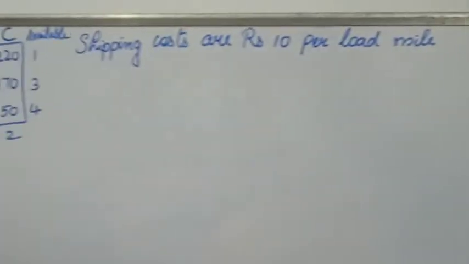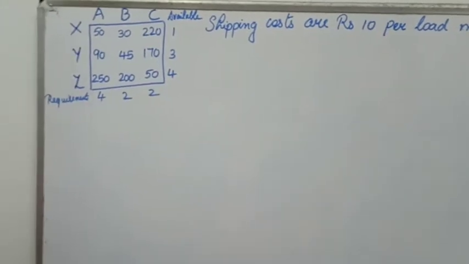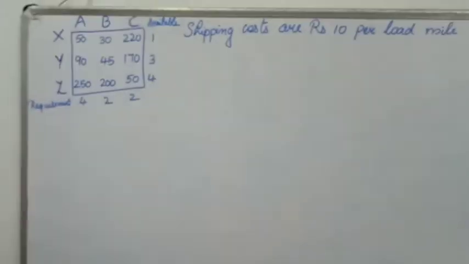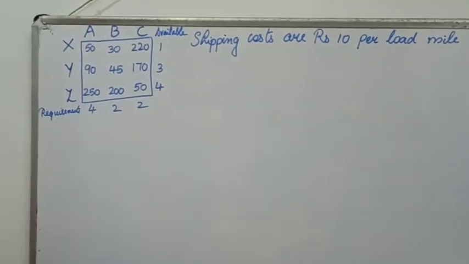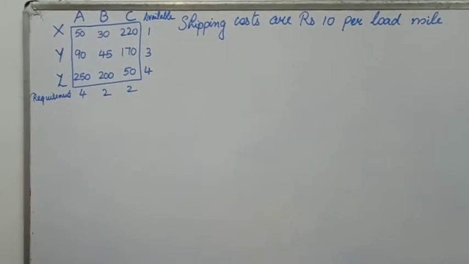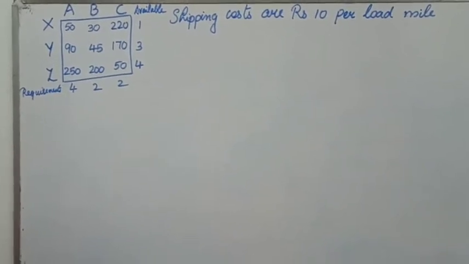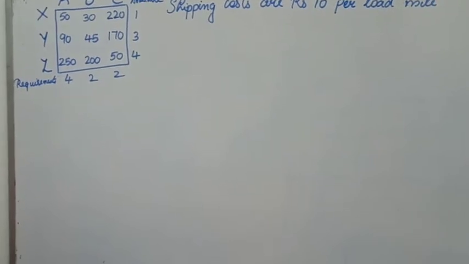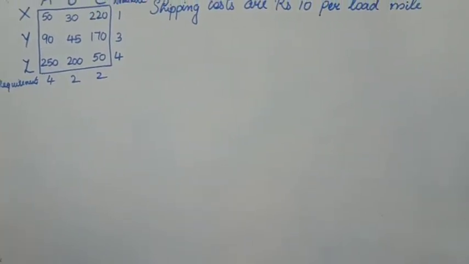Good morning students. So we are moving to the last section of our transportation problem chapter, that is the degeneracy problem. In every case we will check for degeneracy. So what happens if degeneracy occurs? Degeneracy is actually a problem. That means the number of allocations is not equal to m plus n minus 1.